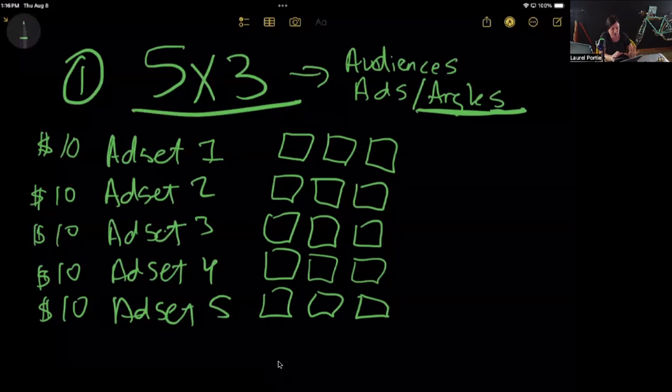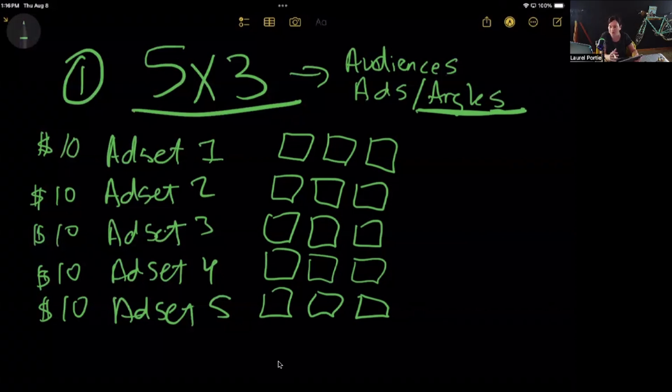Right now, I just want you to understand that there's 5 different audiences. These are cold audiences, just so we're clear. 5 cold audiences, $10 a day, and 3 ads underneath. Okay. So this is a very basic test that I do. It doesn't matter whether you have a low ticket offer or whether you're running a webinar, it does not matter. This 5x3 campaign is what I use for any type of direct response campaign.